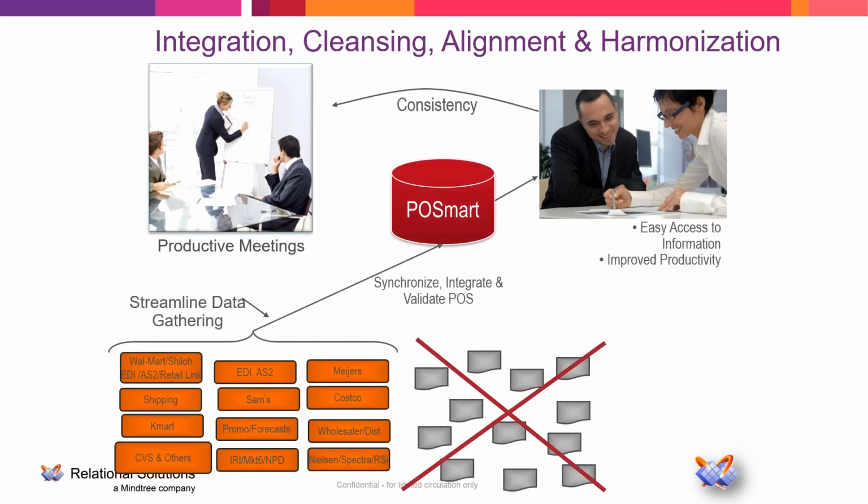What POSmart does is it streamlines that whole data gathering and cleansing process. We're aligning that information, we're synchronizing that information, we're applying business rules that correct problems that we know are common with point-of-sale data, and this is a very simplified version, but all these different sources that exist have all the problems that I just described in the prior slides.